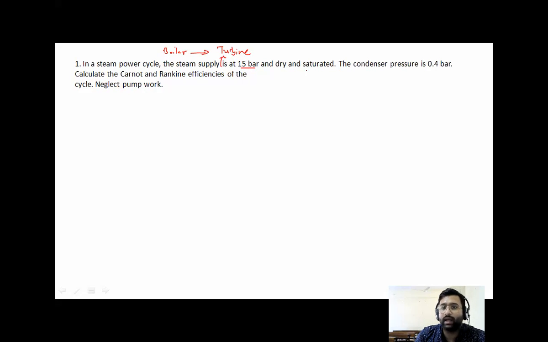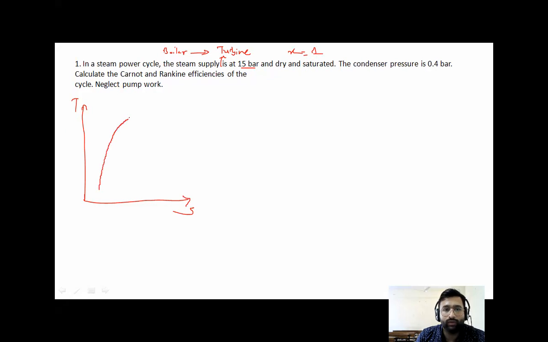And its condition is dry saturated. So dry saturated means what will be the dryness factor? 1 or 0? It will be 1. It is dry saturated. Okay. So now you can draw the diagram in this case because they have given enough data. So I'll draw a TS diagram, temperature versus entropy.